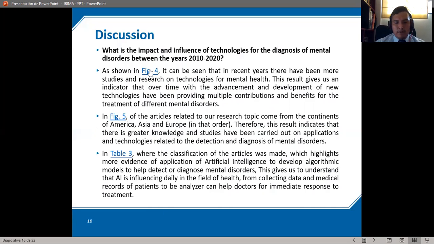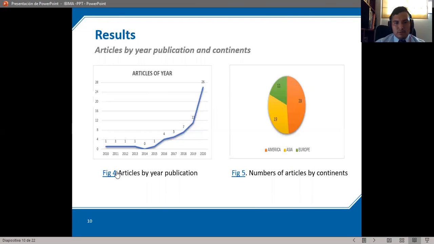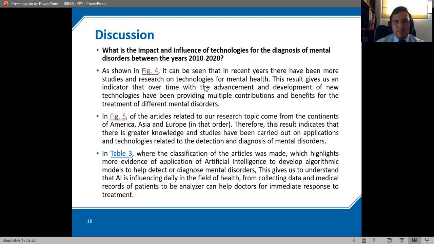As shown in figure 4, it can be seen that in recent years there have been more studies and research on technologies for mental health. The result gives us an indicator that over time, with the advances and development of new technologies, have been providing multiple contributions and benefits to the treatment of different mental disorders.